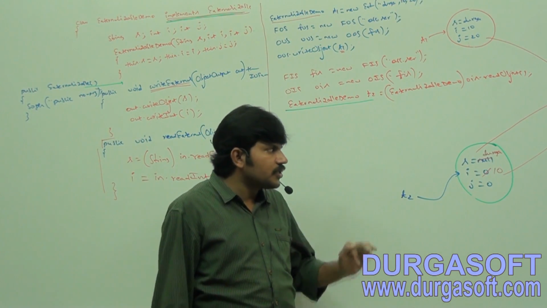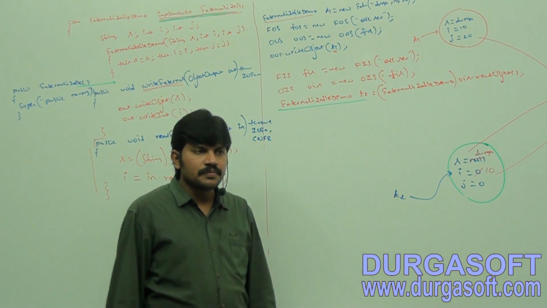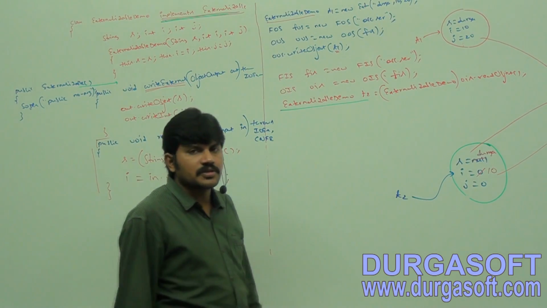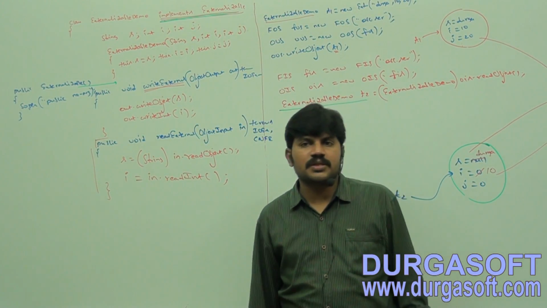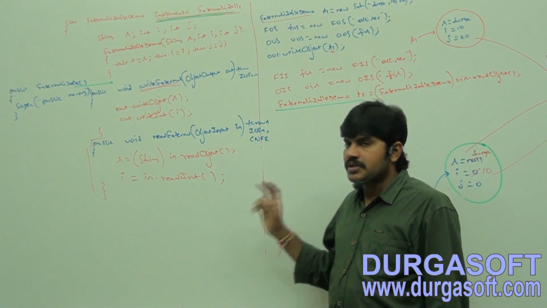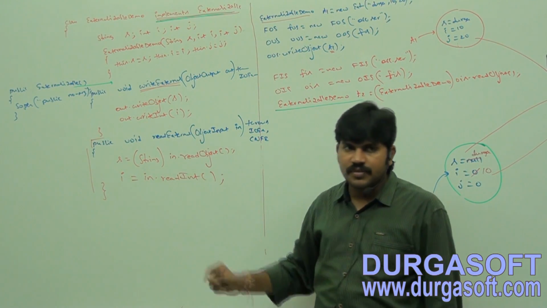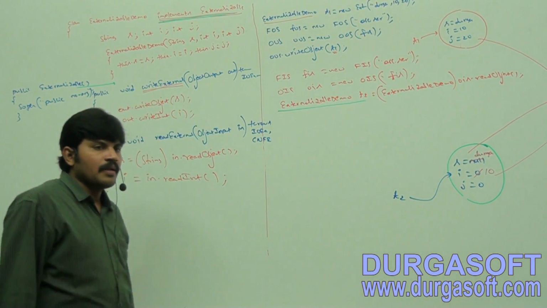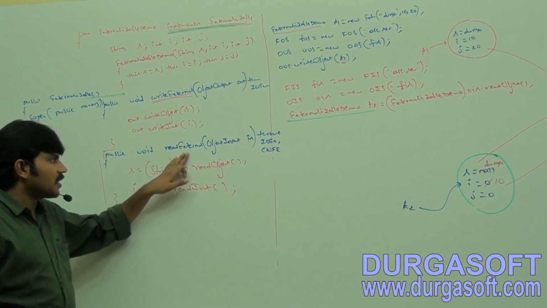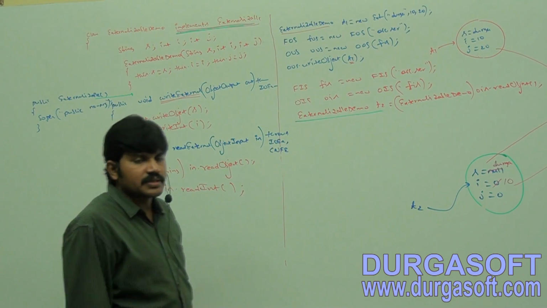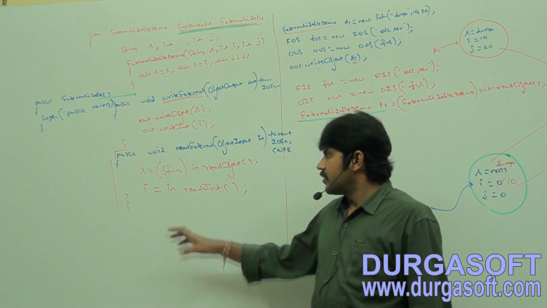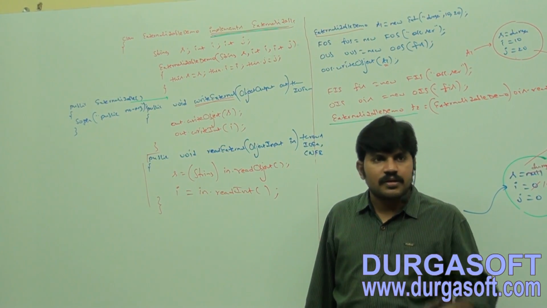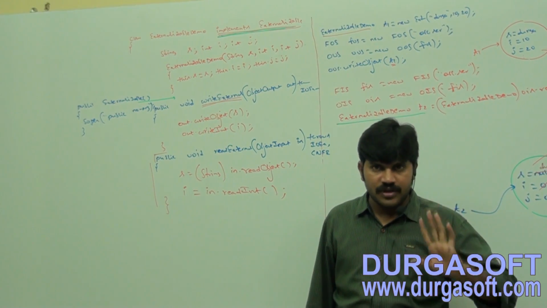Next, on that object JVM will call which method? On that object JVM will call read external method. That's all. Are you able to understand that? The terminology is very clear, right?